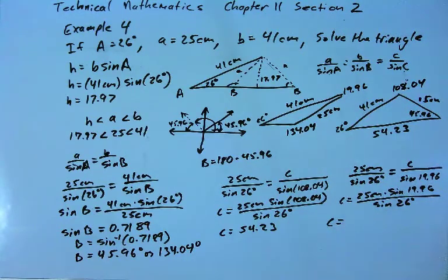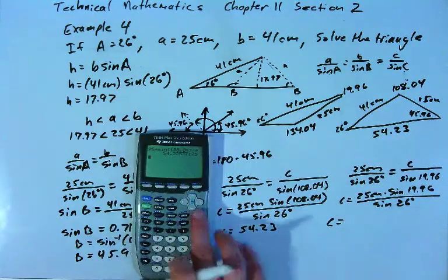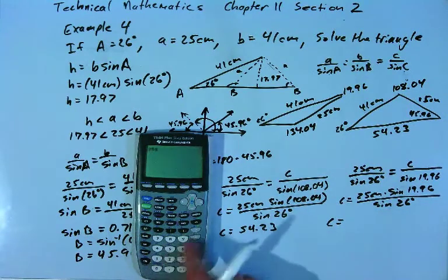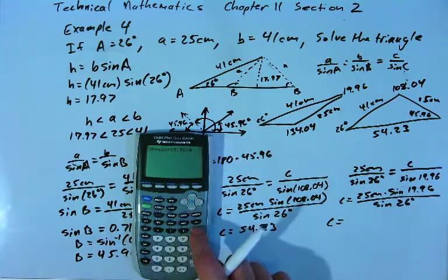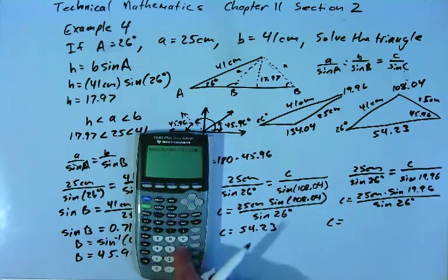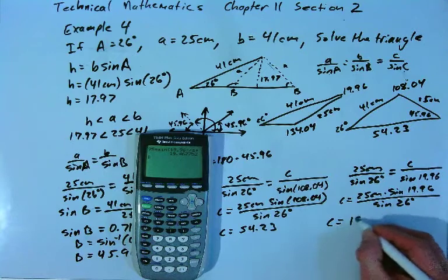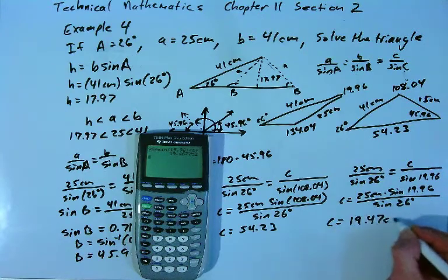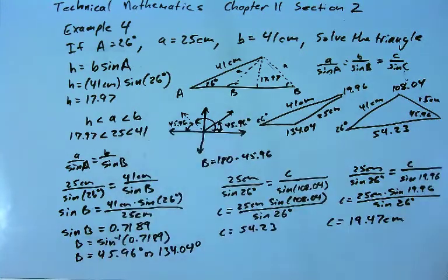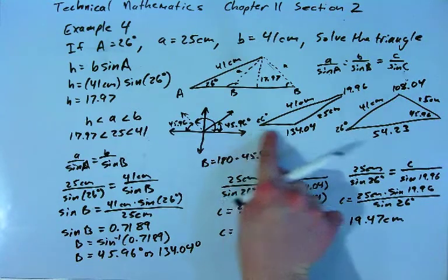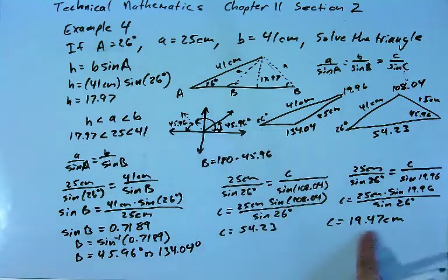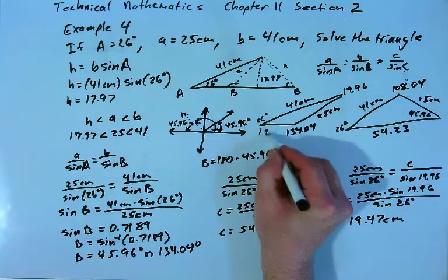And so we'll find side C. Type that into the calculator. 25 times the sine of 19.96, close parentheses, divided by the sine of 26, close parentheses, equals 19.47 centimeters. And so in this triangle, you can see that the side C is much shorter, 19.47.